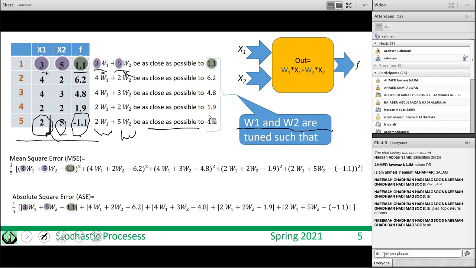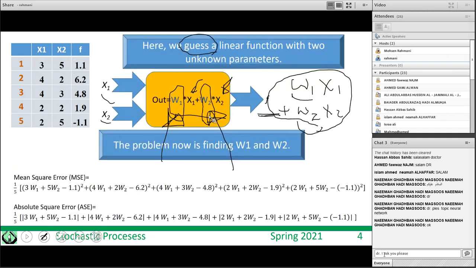If you want to ask a question, please type faster. Okay.